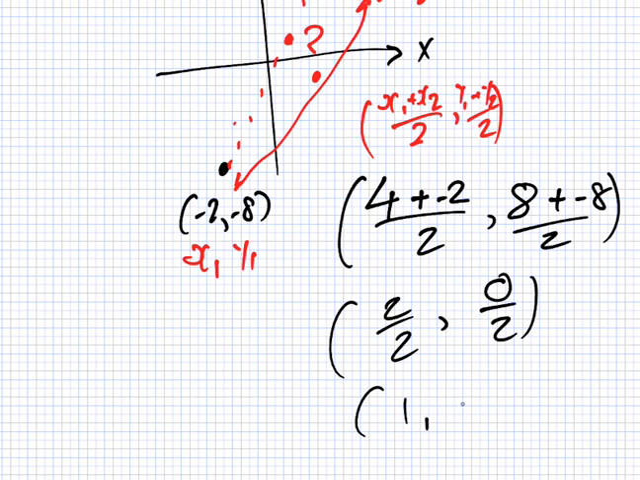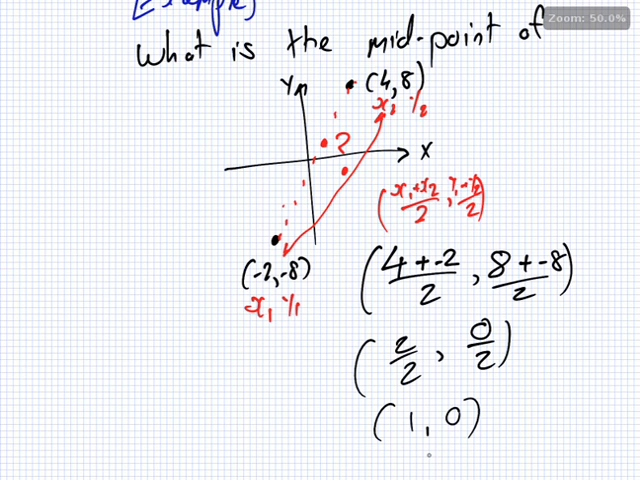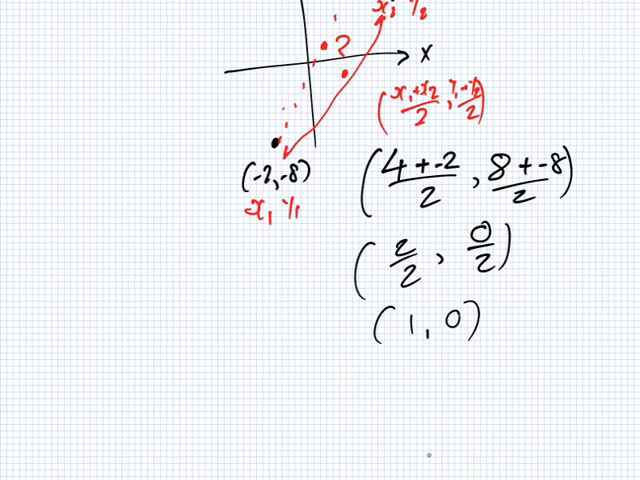1 and 0. When you wrote the formula M the first time, I thought you were saying it was for the slope. Oh yes, M for midpoint. Okay, do we have this one? Next example. Did you write this down? Okay.